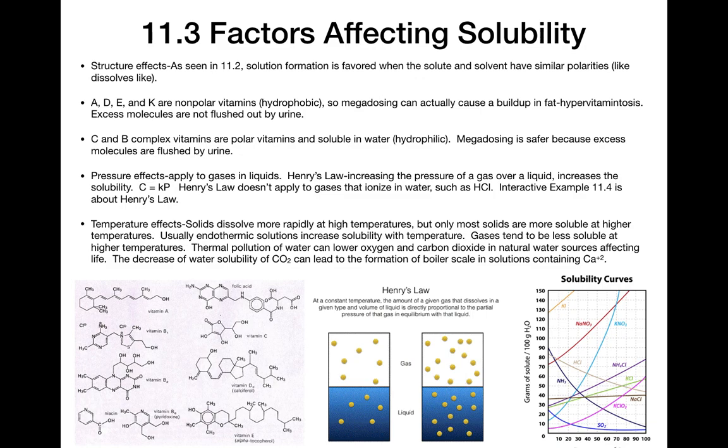Looking at the structures down below in the lower left-hand corner, C and B are more polar and can hydrogen bond with water, so they are hydrophilic. They're more soluble in water. As a result, some people do megadose on C and B. Linus Pauling suggested for health effects that megadosing on vitamin C was actually beneficial. Although different scientists disagree on just how beneficial megadosing on C and B are, it is safer than megadosing on the hydrophobic vitamins. And that is because if you take excess amounts of vitamin C and B, your body can flush it out with urine because it is water soluble.